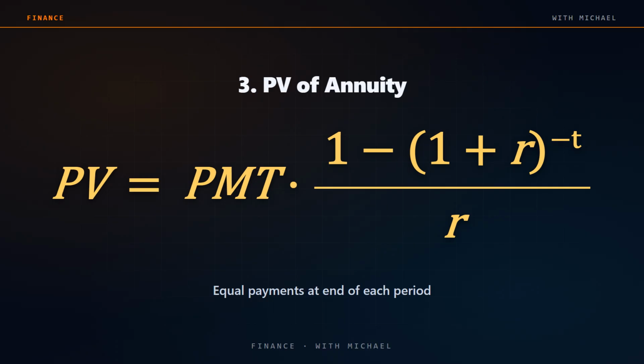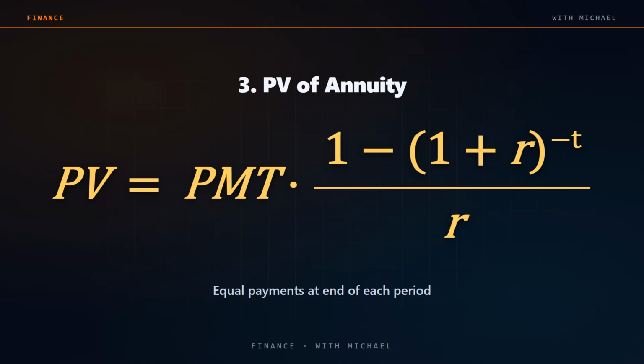The PV of an annuity formula, solved for payment, gives payment equals PV times R, divided by 1 minus 1 over 1 plus R to the T. Plug in. Payment equals 100,000 times 0.005, divided by 1 minus 1 over 1.005 to the 120th power. The denominator works out to about 0.45. Payment equals 500 divided by 0.45 equals $1,111.